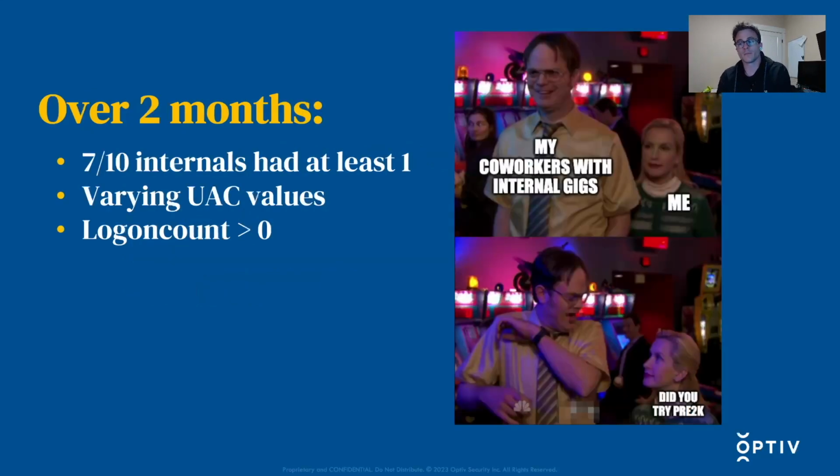So I shared Pre2K with the team and asked for anyone to at least try the tool, and if they got any valid accounts, to pull the data down and grab the attributes so I could collect everything and compare and contrast. The patterns were consistent. We were seeing varying UAC values. We're seeing logon counts at 0, but also greater than 0. And I really did expect it to be an uncommon issue. However, for every 10 internals that we were running, we were seeing at least 7 of them had one valid credential. Most had more, but at least one was 7 out of 10.